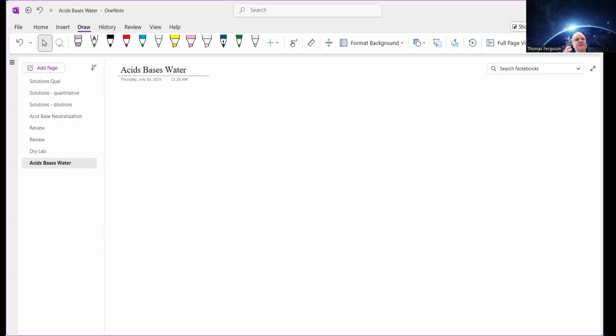Notice I put acids, bases, and water. You're gonna see why I put water down there in a little while. Okay, so let's start off with some definitions here. I've already mentioned acid a couple times, but let's do it again here.